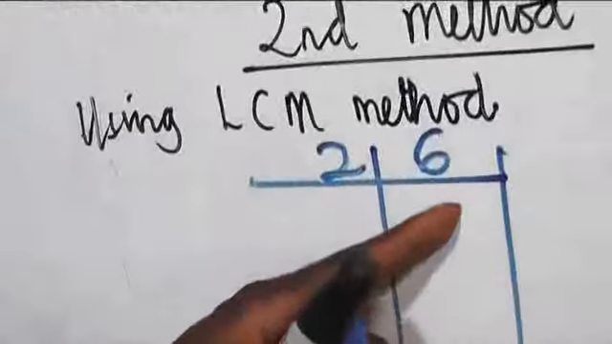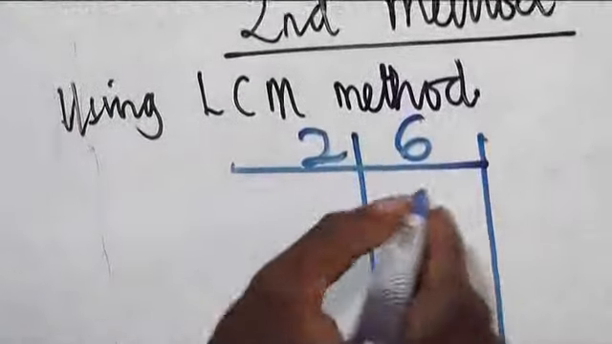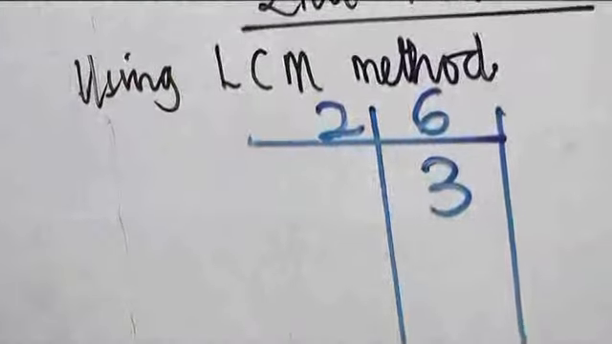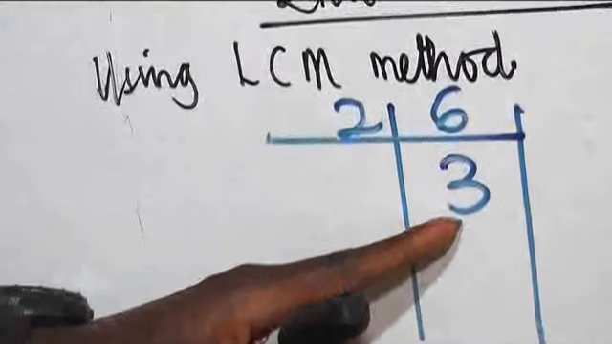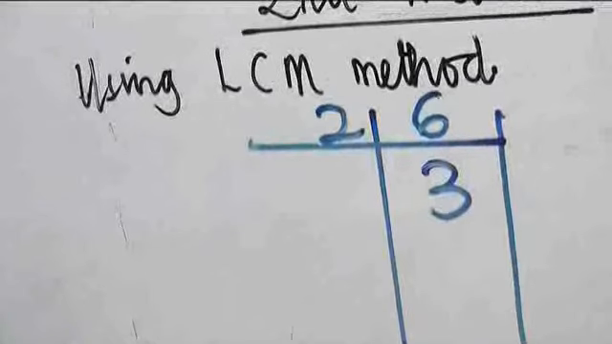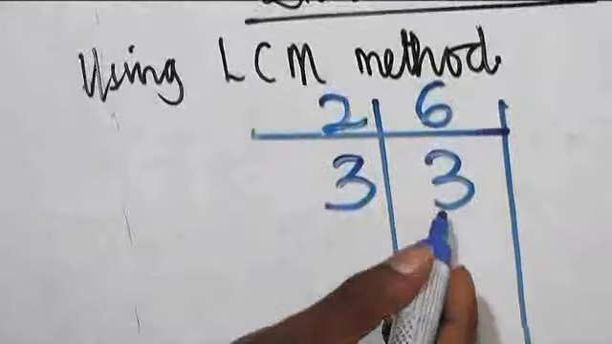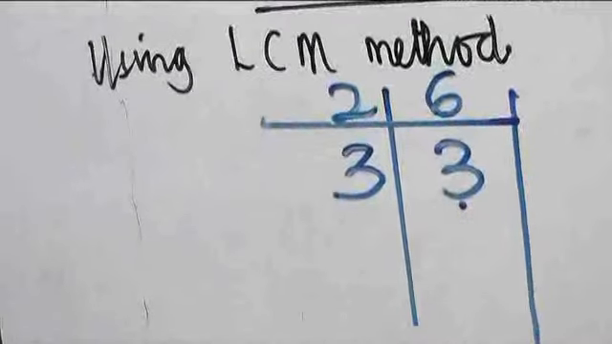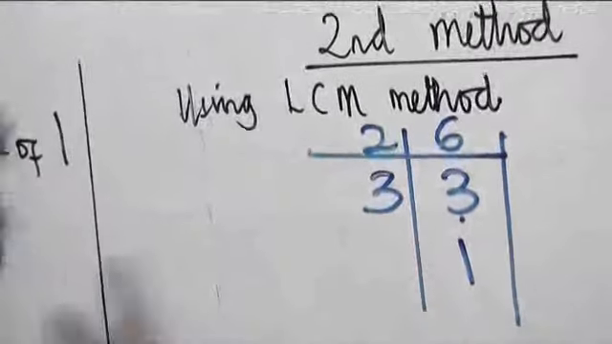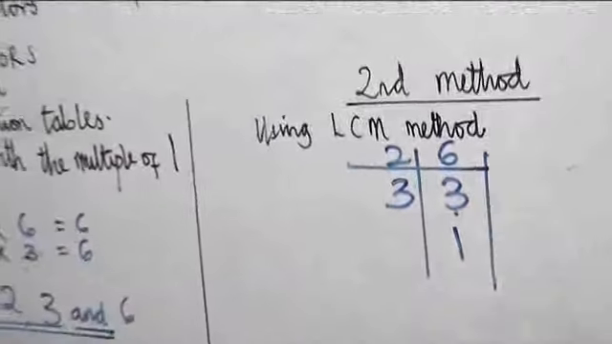So 2 in 6, we can get it 3. Good. Now, what can go also? Can 2 go again in 3? No. Then you move higher. That is 3. Now, 3 in 3 will give us what? 1. Good. So after 1, now we know that 1 in 1 is always 1.